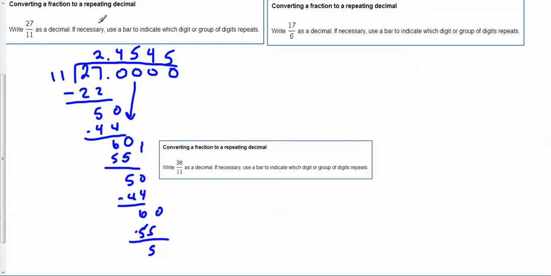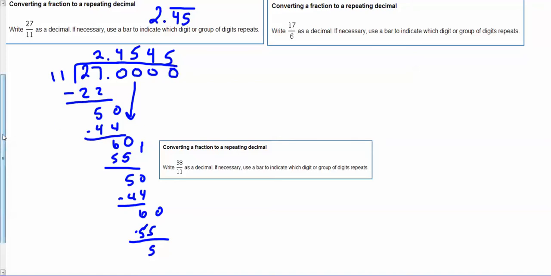So here's how I write that. It is 2 decimal point 45 with a bar over the 45. So the bar tells me what repeats. So I only put a bar over what repeats. Okay. Notice there's no bar over the 2 because the 2 doesn't repeat.